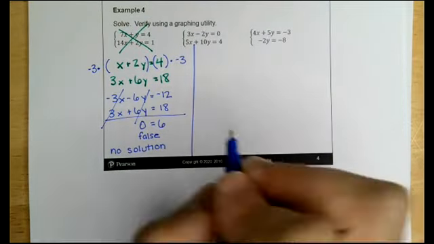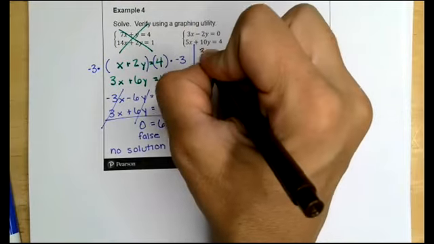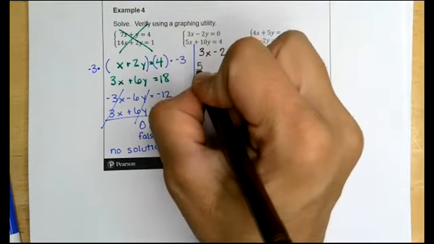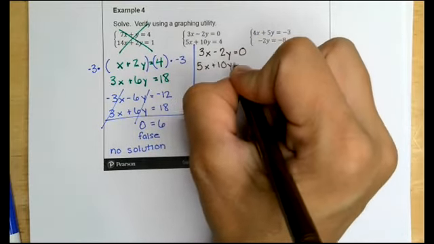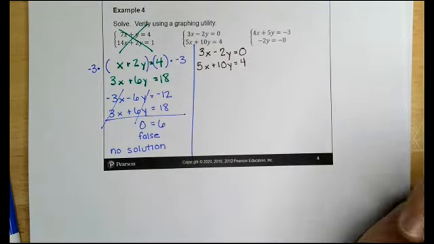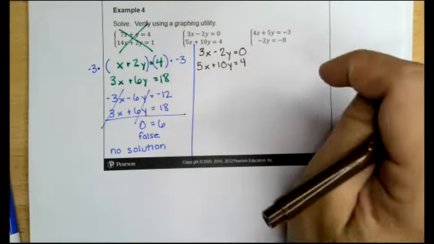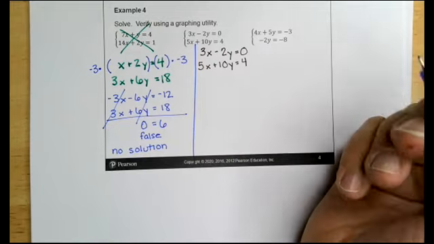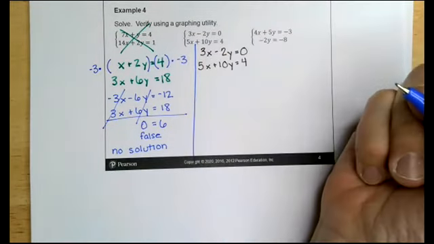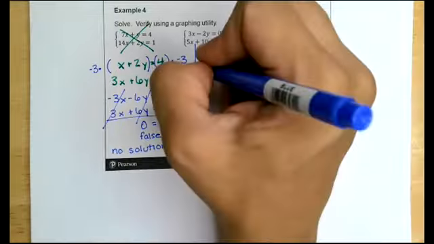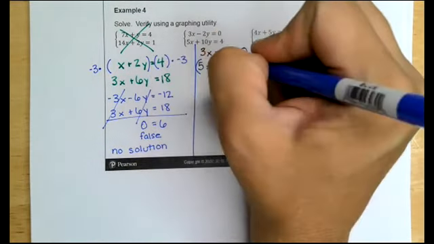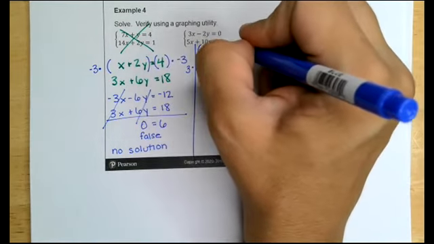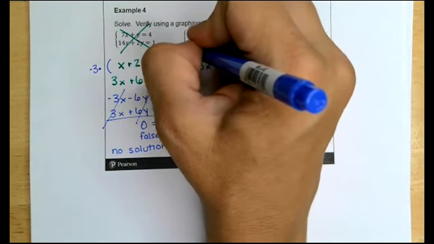All right, the next one. 3x minus 2y is 0. 5x plus 10y is 4. I could just multiply this one by 5, but I'll do the 3 and the 5. The first number they would have in common is 15. So I will multiply that by 3, and I will multiply this by -5.